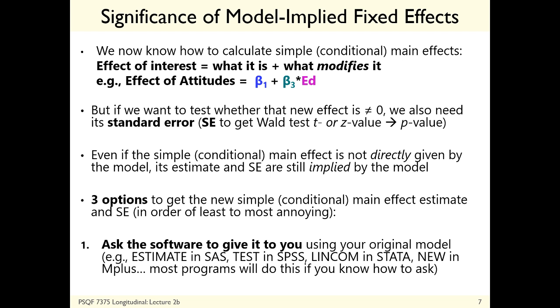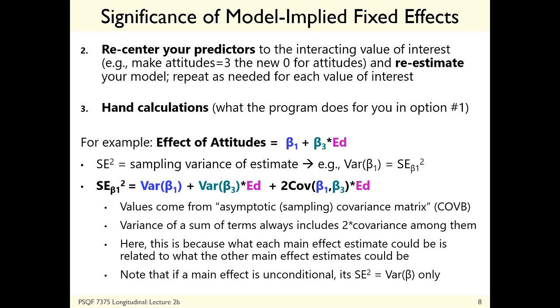So there are multiple ways to do that. The easiest, which is what I'm going to teach you, is ask the software. So we'll learn how to write estimate statements that give us this. Another alternative, and this is the way that I was taught, by the way, is to recenter your predictors. So let's say that you have a significant interaction of attitudes and education, and you want to know if the effect of education is significant for someone with attitudes of 1, 3, and 5. An easy way to answer that question is to run 3 models, each time with attitudes centered at 1, 3, or 5, because then the simple main effect of education will give you that effect at that level of attitudes. That's annoying, running the same model over and over again, right? No, you can write 3 lines of code for your one model and get everything that you need.